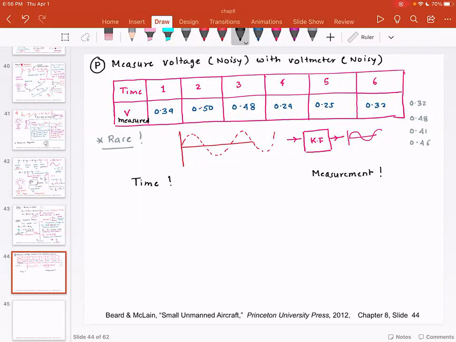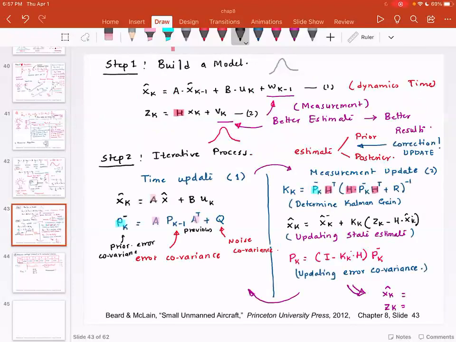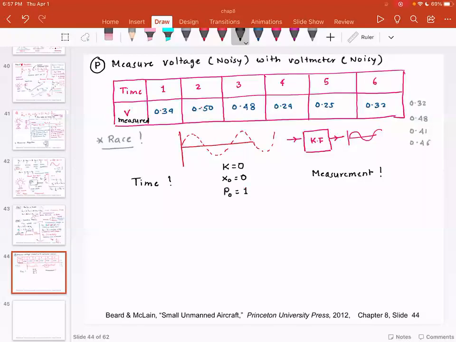First and foremost, I'm going to start with my Kalman filter gain at 0. I'm going to start with some initial values at 0 because I don't know. Let's assume my initial value is equal to 0. But I want to introduce some noise. So deliberately, I'm going to assume my noise P0 is equal to 1. And remember, this noise covariance comes here. I'm going to say my P0 is equal to 1.